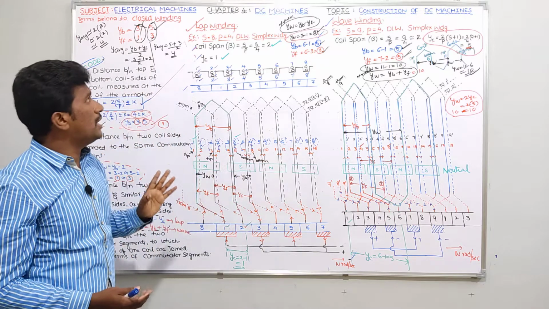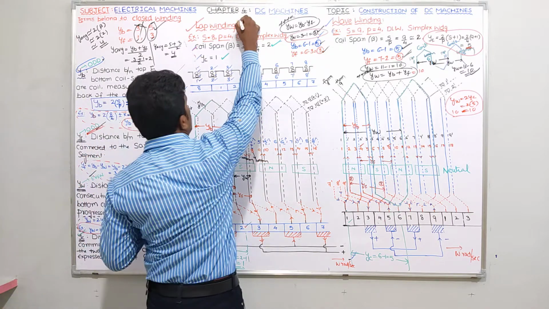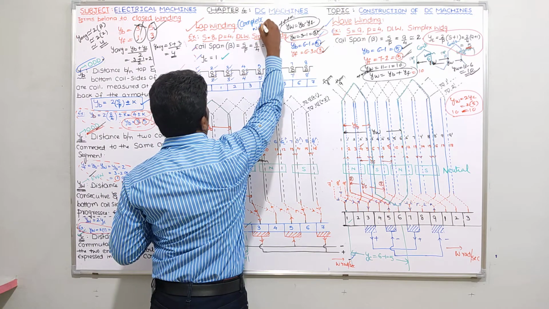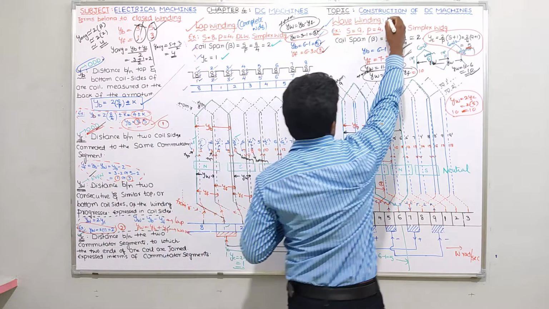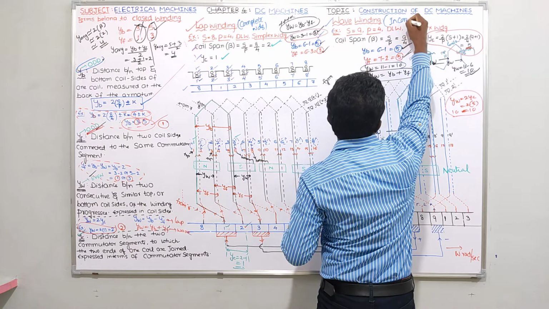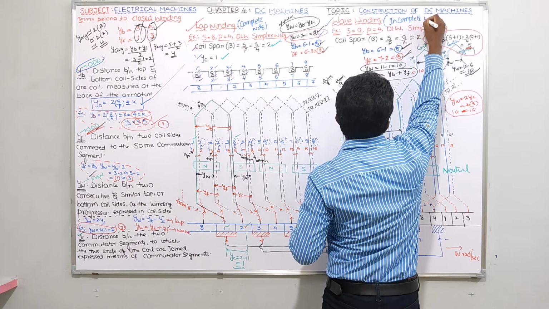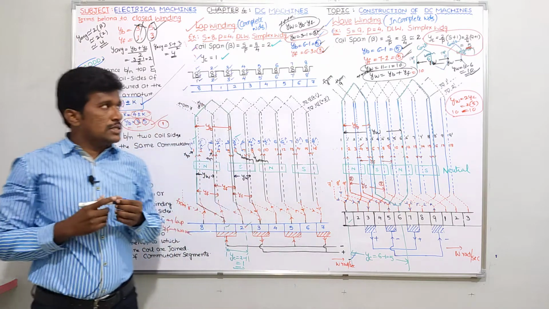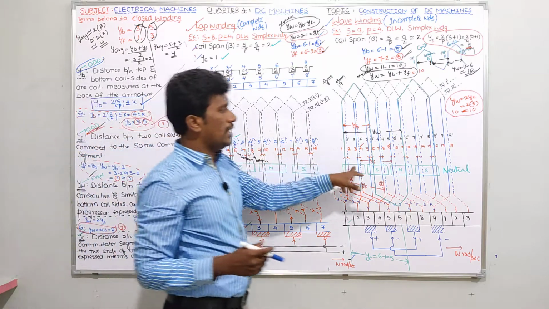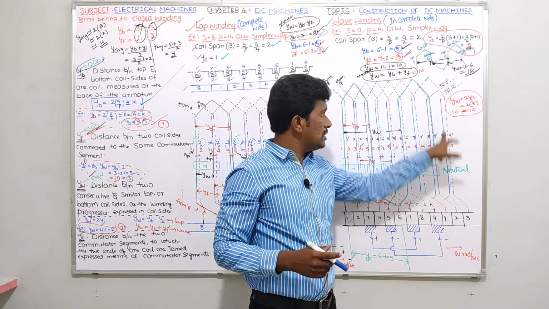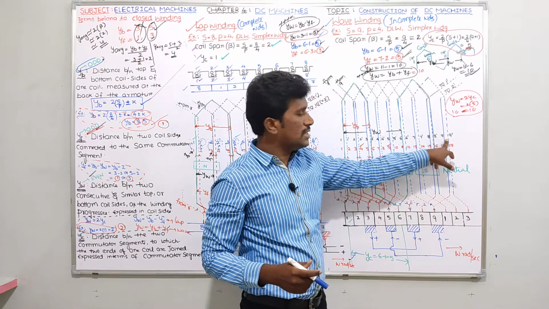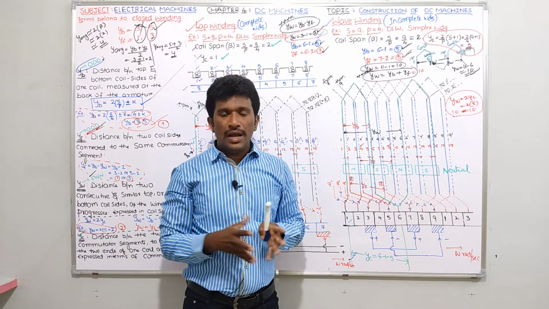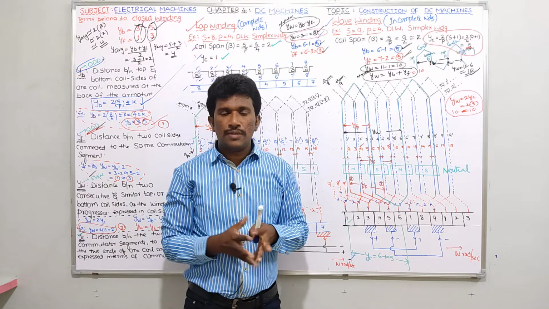Therefore, lap winding can be called complete winding. Lap winding can be called what? Complete winding. Whereas wave winding can be called incomplete winding. So if you observe clearly, since wave winding is incomplete winding, suppose in this example, if you take this 9th slot and want to keep no windings there, what will happen? Mechanical balance will not be there.